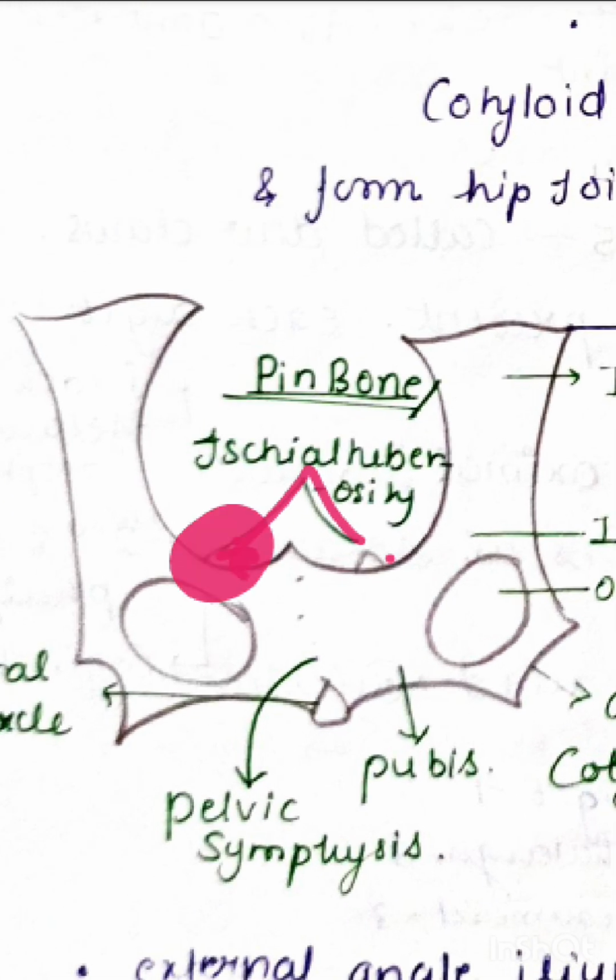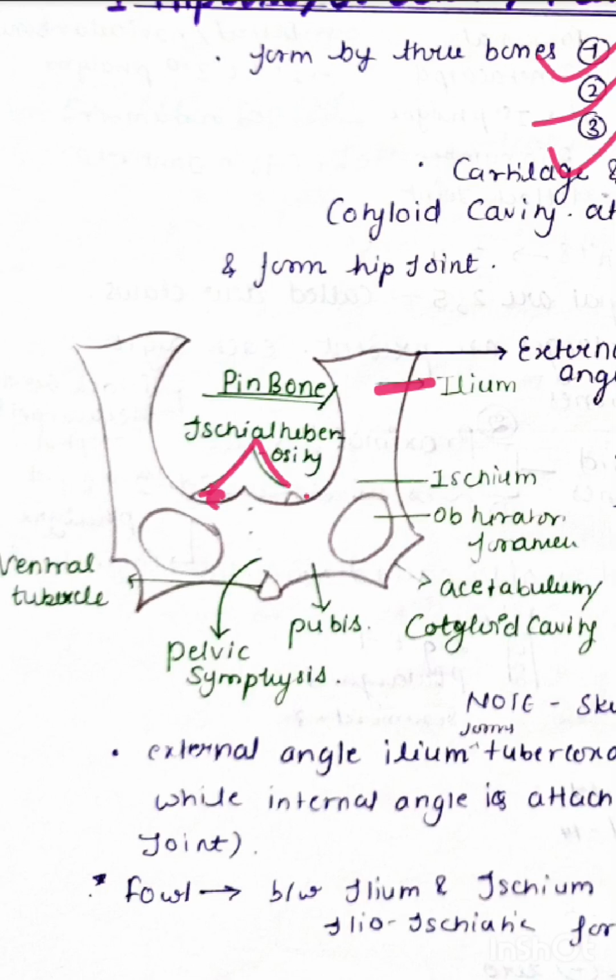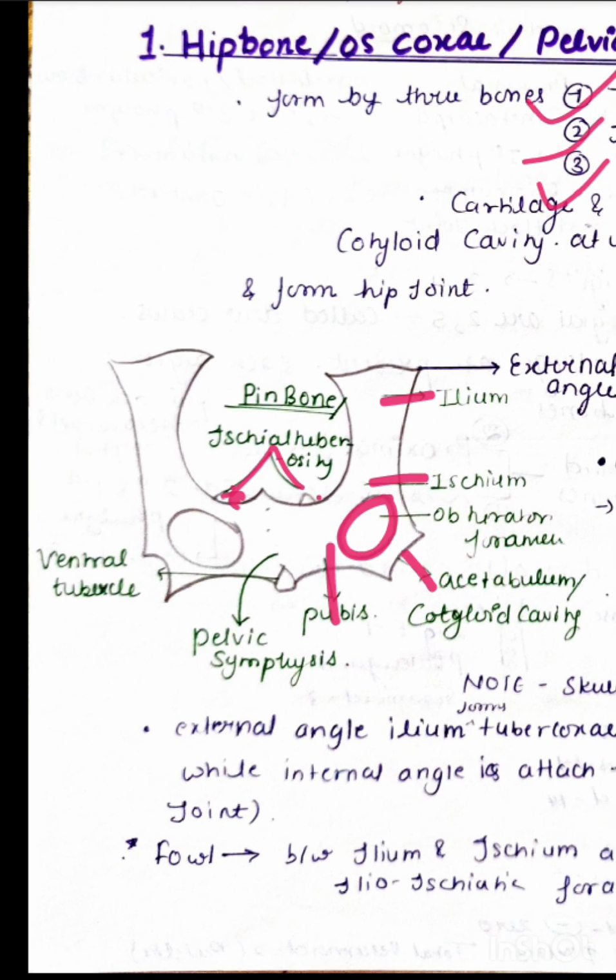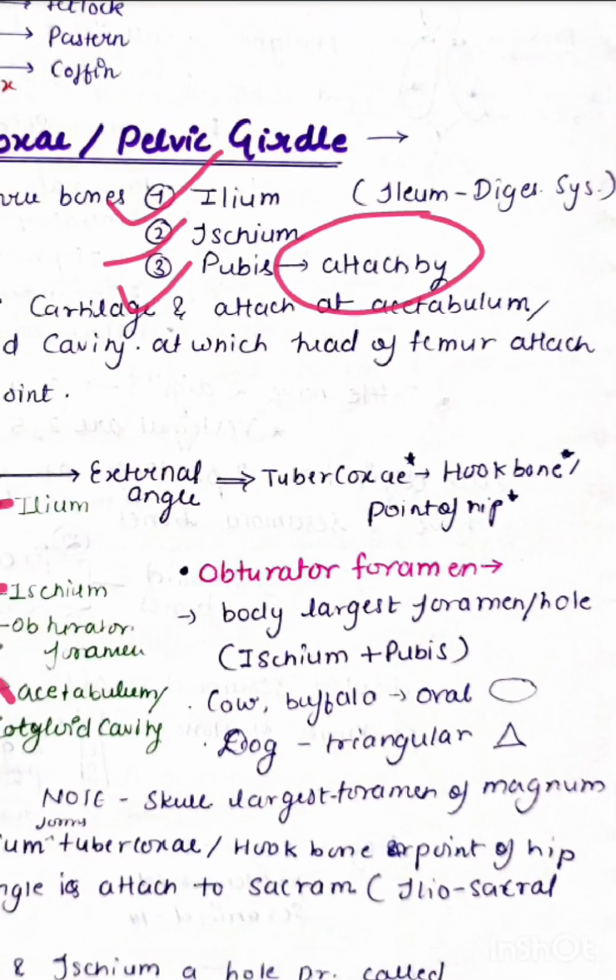This tuberosity here is known as the ischial tuberosity, or we can also consider it as the pin bone. This part is known as the ilium, this is the ischium and this is the pubis, and there is a foramen which is known as the obturator foramen. This is the acetabulum cavity or cotyloid cavity, and this is the ventral tubercle.